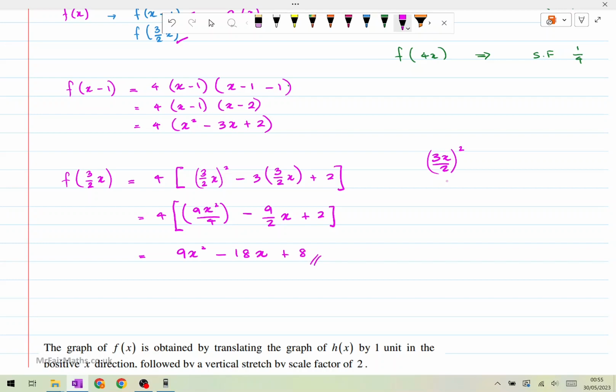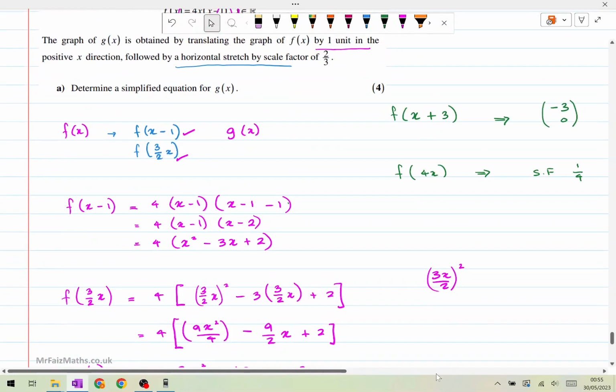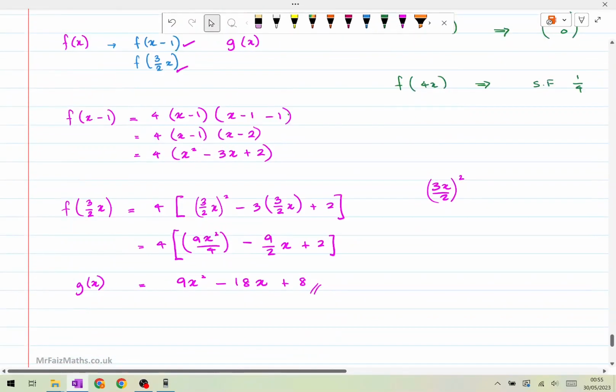So the fully simplified answer for g of x, so the new function that we have, applying both of these transformations to get to g of x, gives us this equation here.